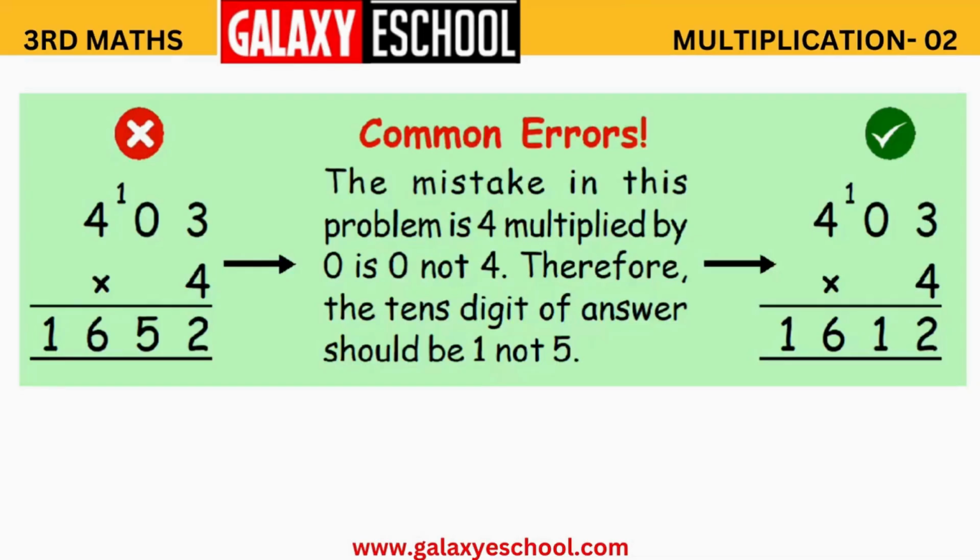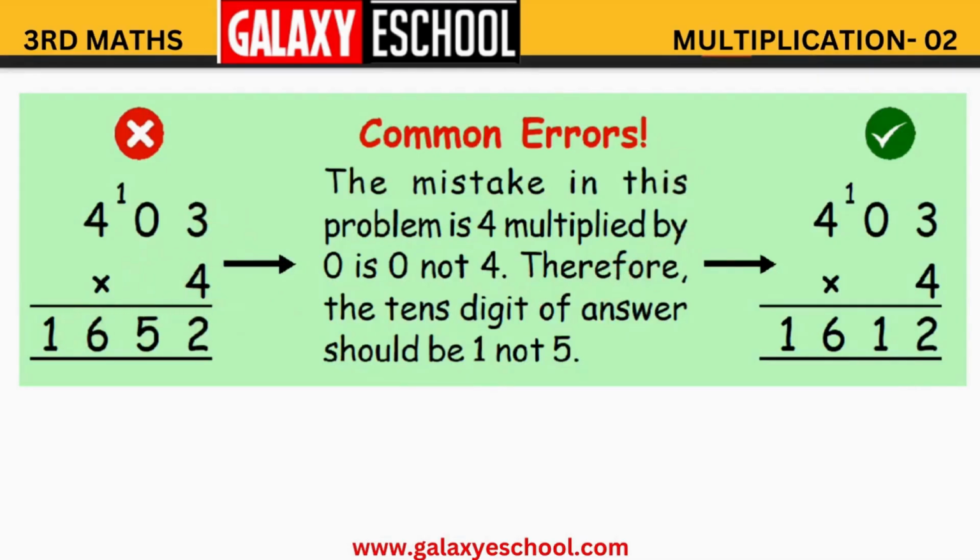Hello children. Now let us learn about some common errors that we make while multiplying. See 403 into 4. Now when we are multiplying 403 into 4, what is the first step children? Multiplying the ones. Yes, 4 threes are 12. What will we do? We'll write 2 here and 1 will be carried.